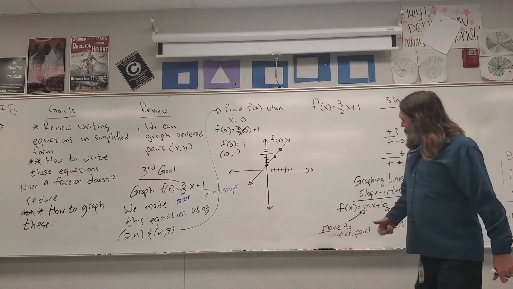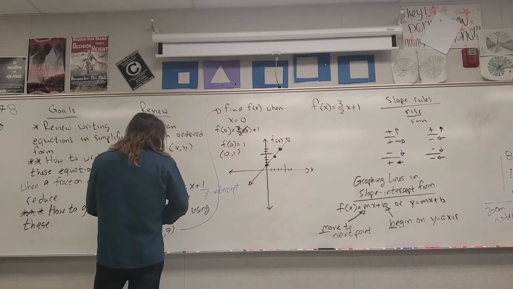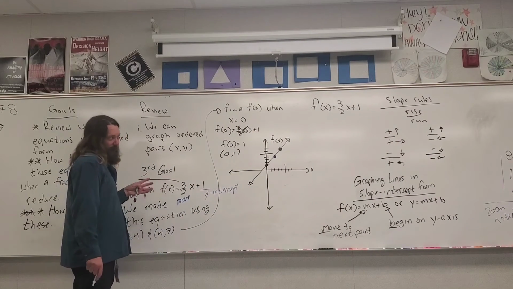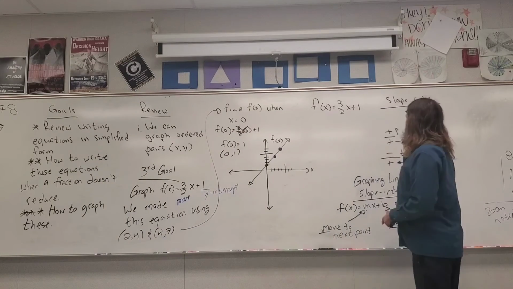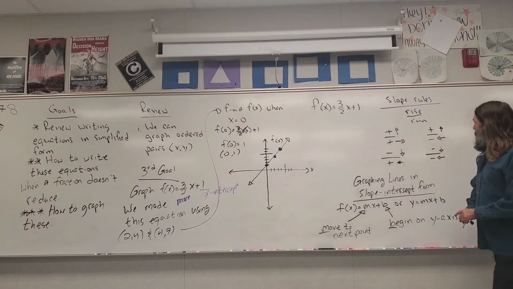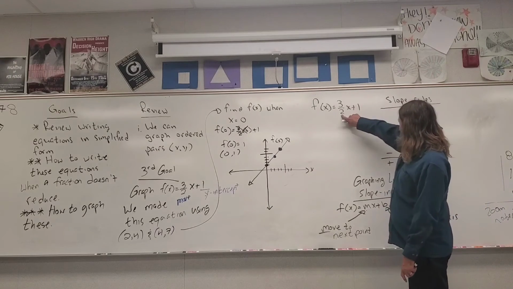And so when the equation is written in simplified form, it's in a very simple form to graph. And I'm going to talk about how we graph. This is really quite simple. All right? So again, this is my y-intercept, this is my slope.